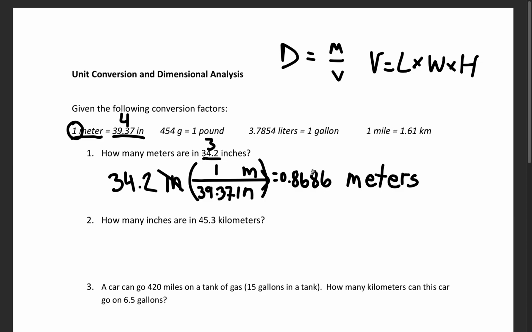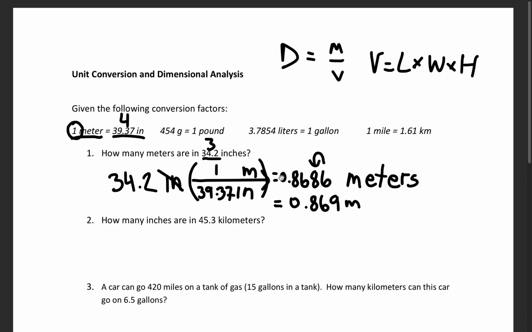0.8686. Now clearly that's more significant figures than I want, but if I want to have 3 significant figures, I always carry one extra so that I can show that I'm rounding up. So the real answer, with 3 significant figures, would be 0.869 meters.